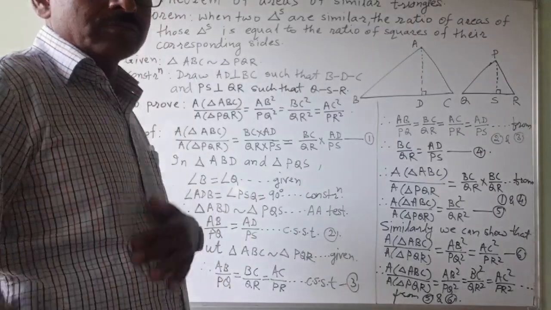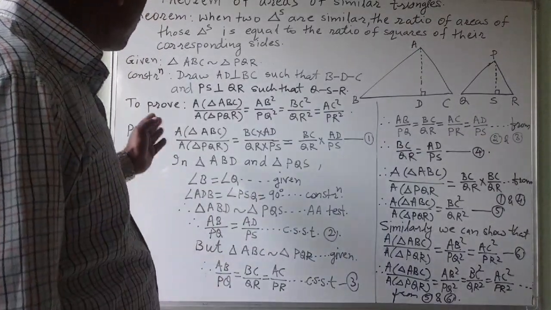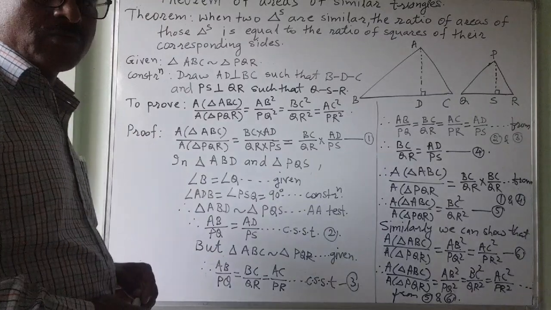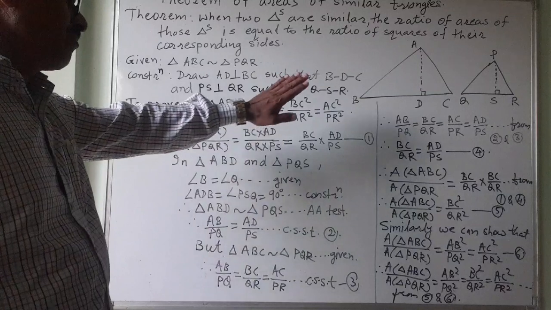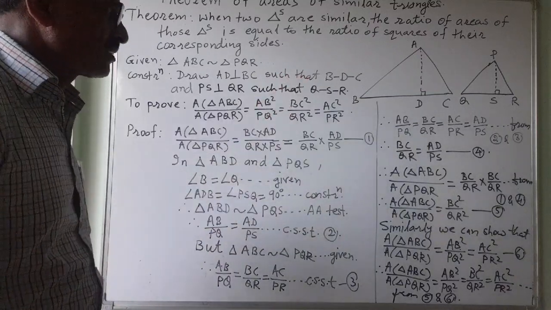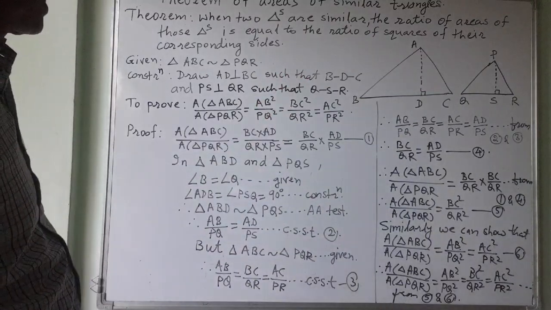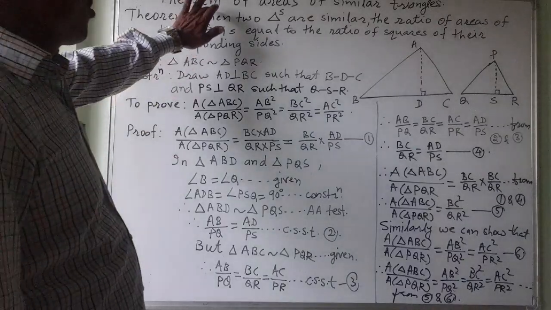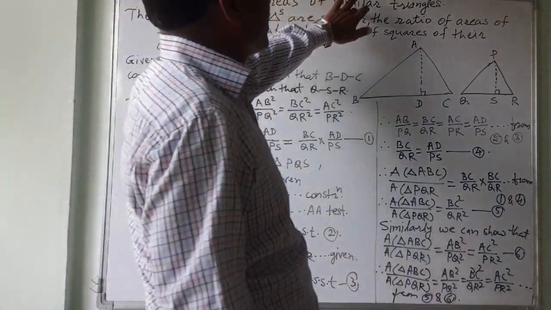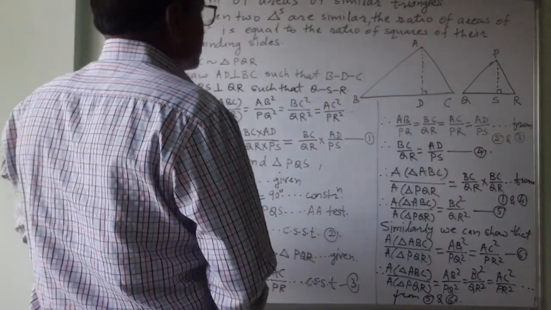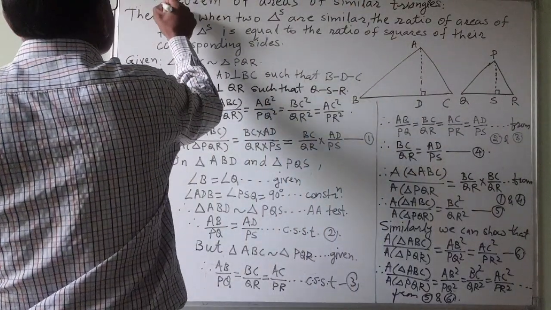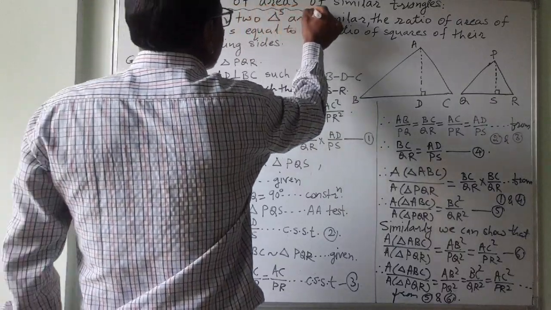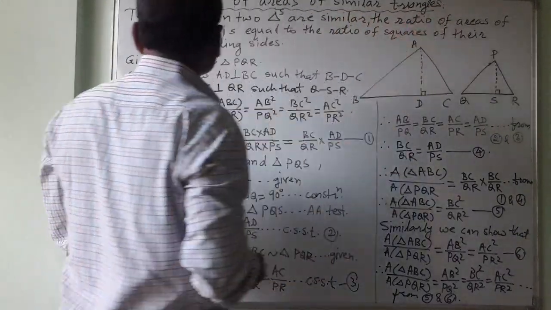Hi everyone. Now we are moving further to the next theorem. That is a very big theorem, a good theorem, worth 4 marks. Generally, the theorem on areas of similar triangles is asked. What is the theorem? The statement is written over here.